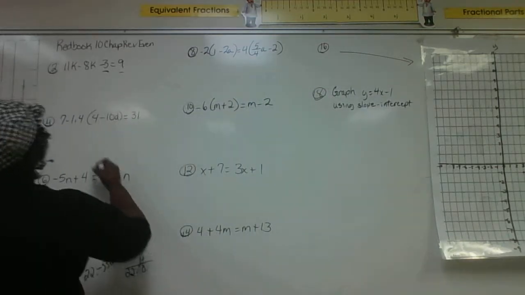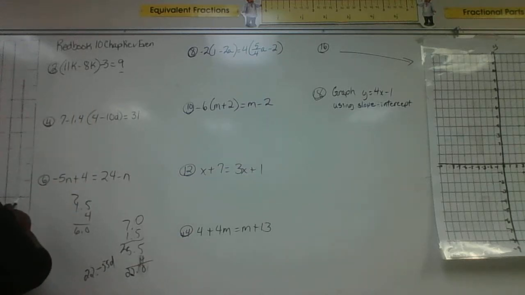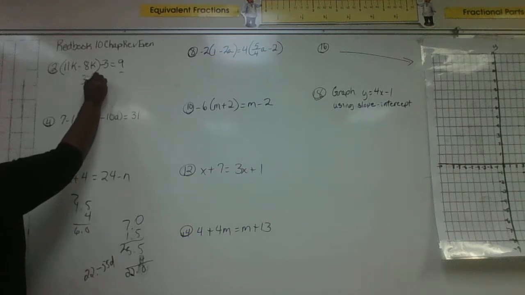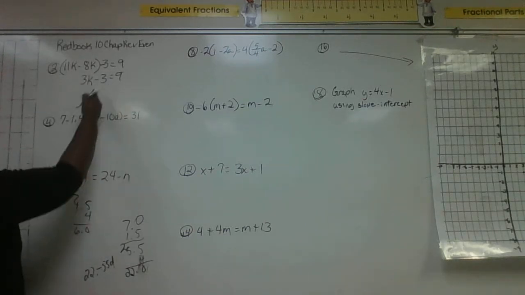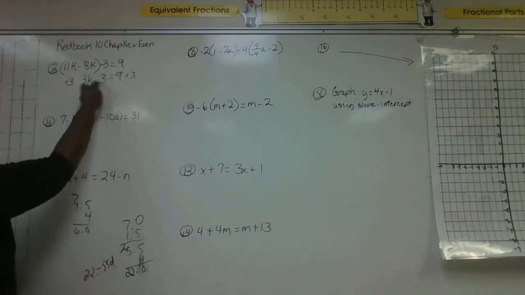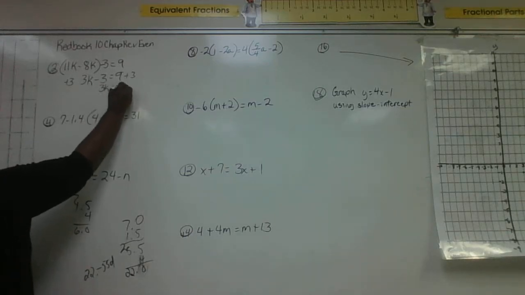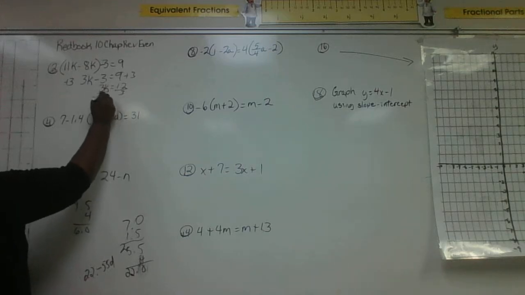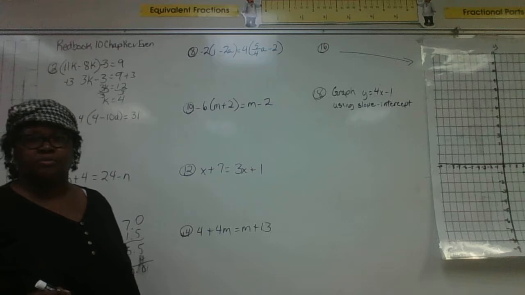Here we have 11k minus 8k. 11k minus 8k is going to give us 3k, minus 3 equals 9. From there, we're going to add a 3 to both sides to cancel these 3 out. We're left with 3k is equal to 12. Then we're going to divide both sides by 3, and k is equal to 4. And that's the answer for number 2.